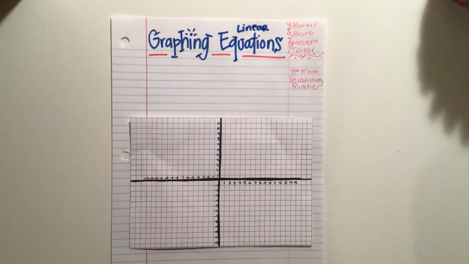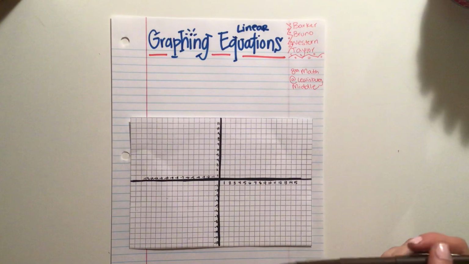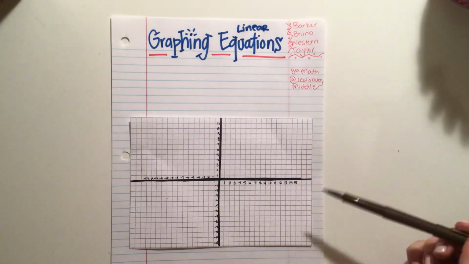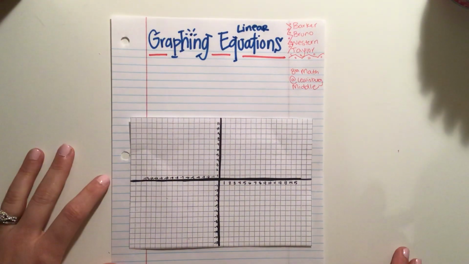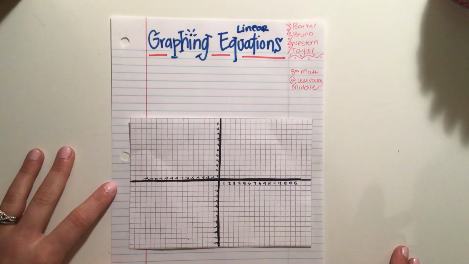And if you want to hit pause, go ahead, grab some graph paper, and sketch out a graph. I did increments of 1, and you can tell mine's not even at all. Just sketch out something to get yourself a good amount of graph sheet. And let's go ahead and get started.